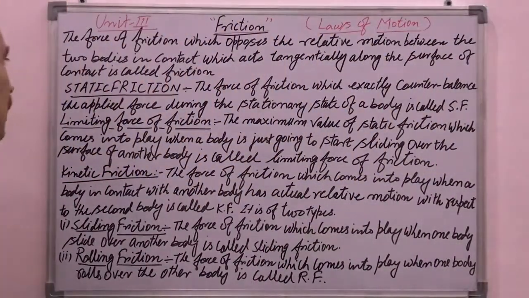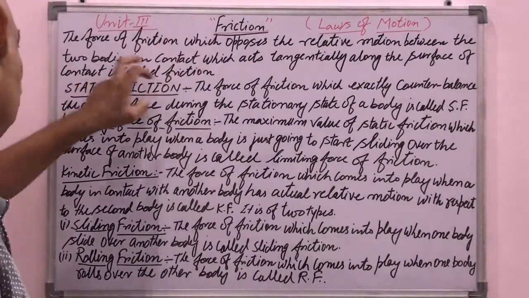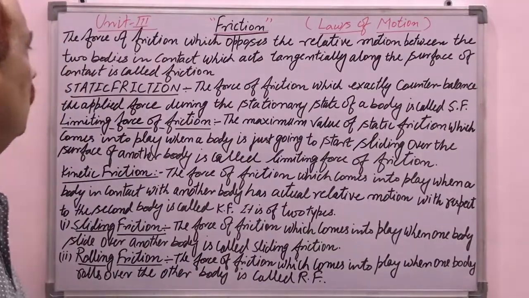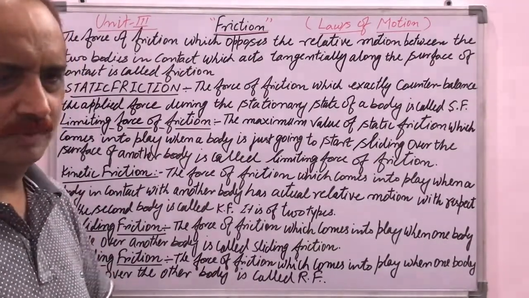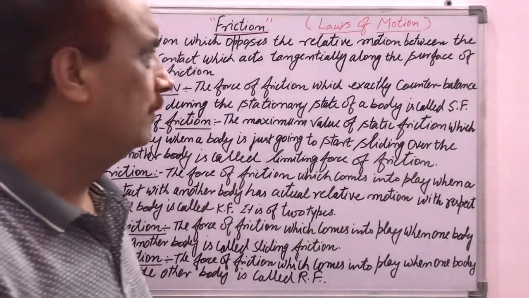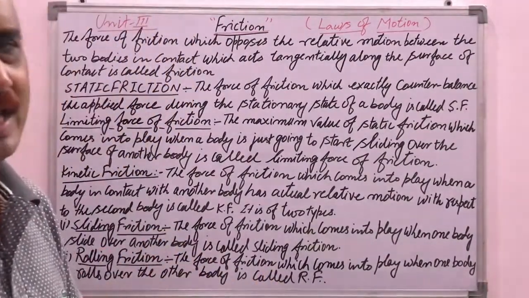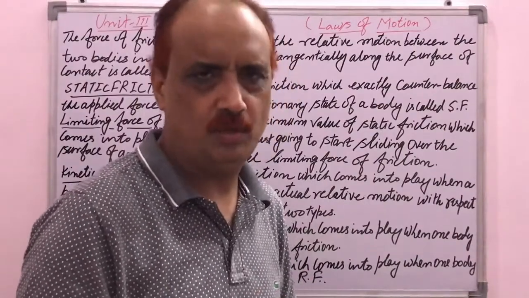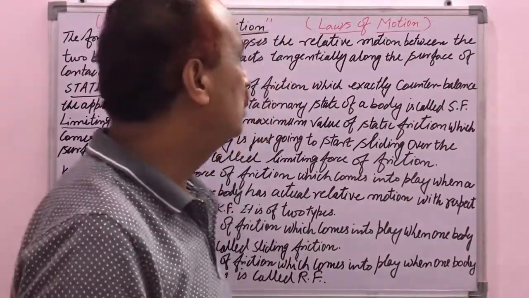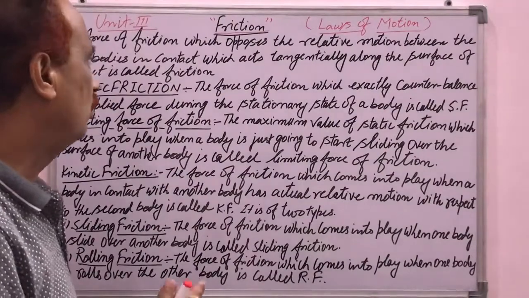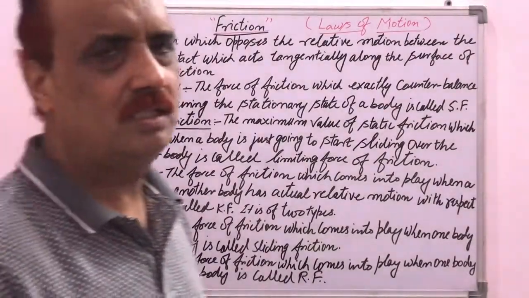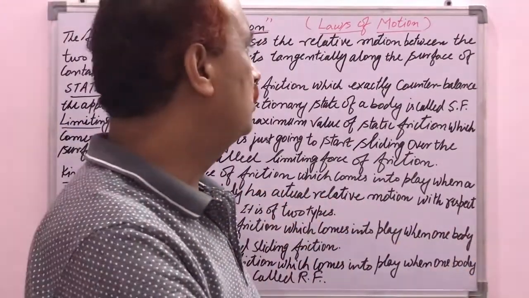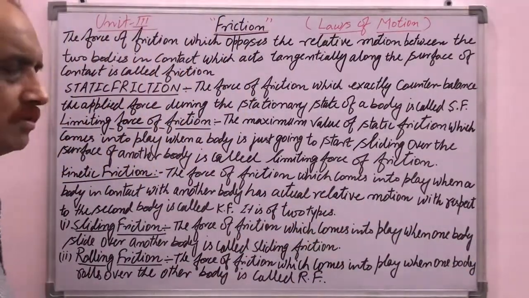So the first definition is, what is friction? Friction means the force of friction which opposes the relative motion between two bodies in contact. When two bodies are in contact and one body is sliding over the other, it means there is a relative motion between these two bodies. Due to this relative motion, a force acts in the opposite direction, tangentially to the surface of contact, and that is called friction.